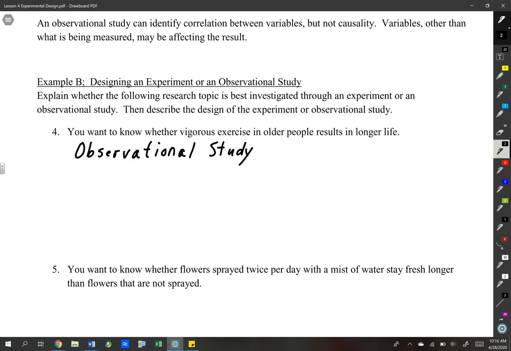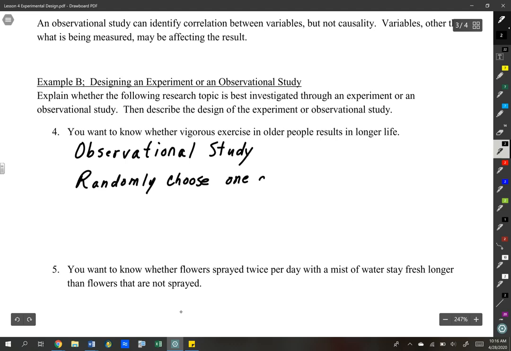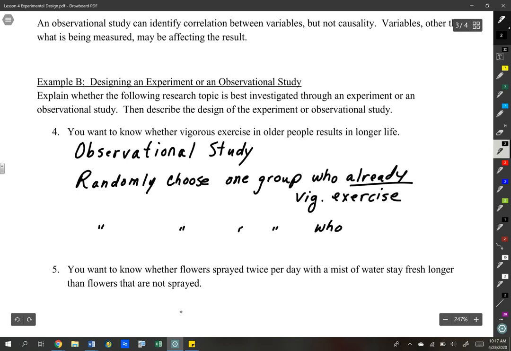So describing this experiment, we would say randomly choose one group who already, keyword here, vigorously exercise, and then randomly choose one group who do not vigorously exercise.